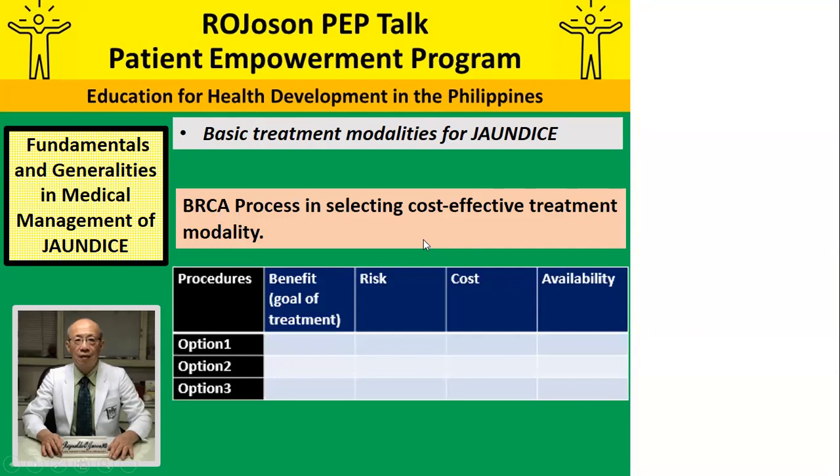This is an example of the BRCA process, a table showing the BRCA process in selecting the cost-effective treatment modalities. As I said, there are a lot of options present in the treatment of a particular disease. Then the choice will be made after analyzing benefit, risk, cost, and availability.